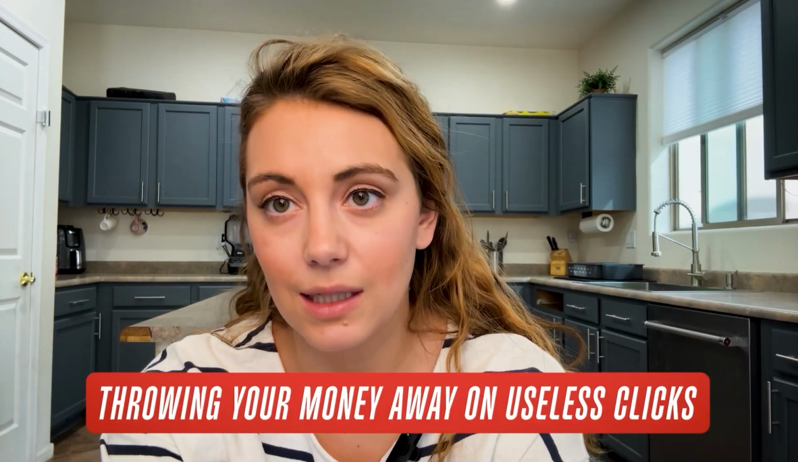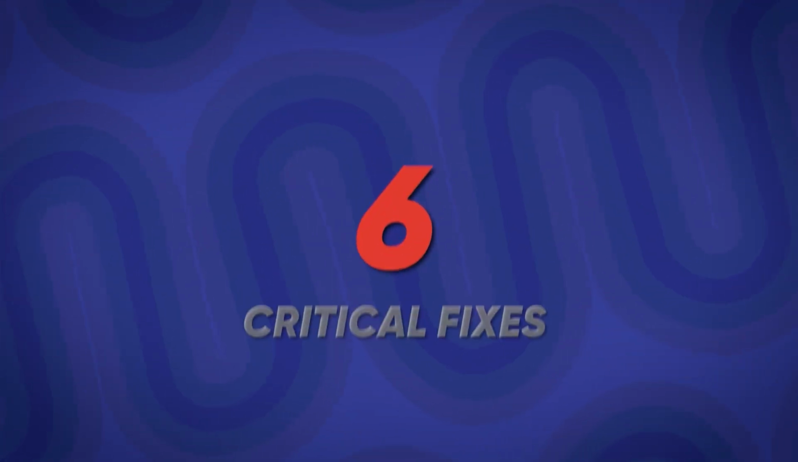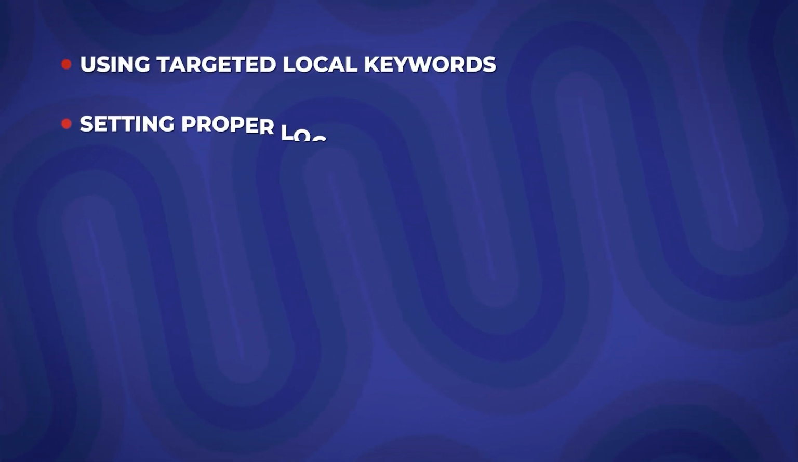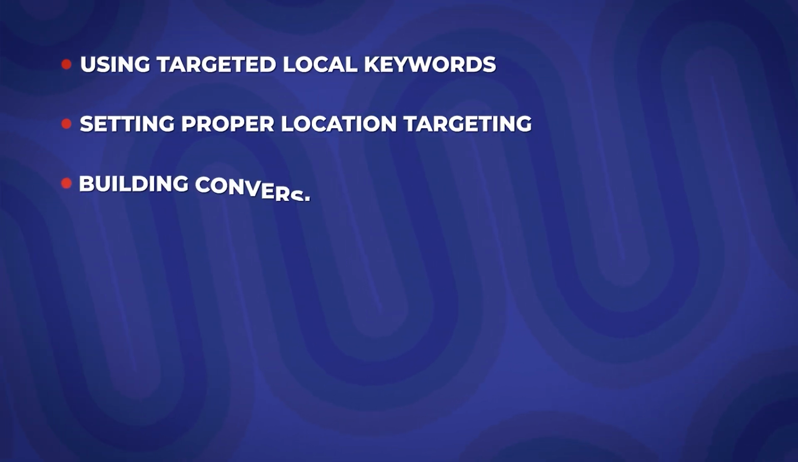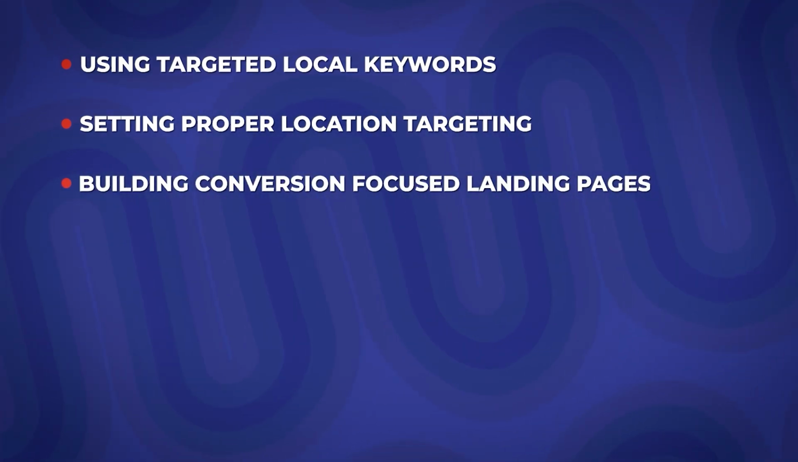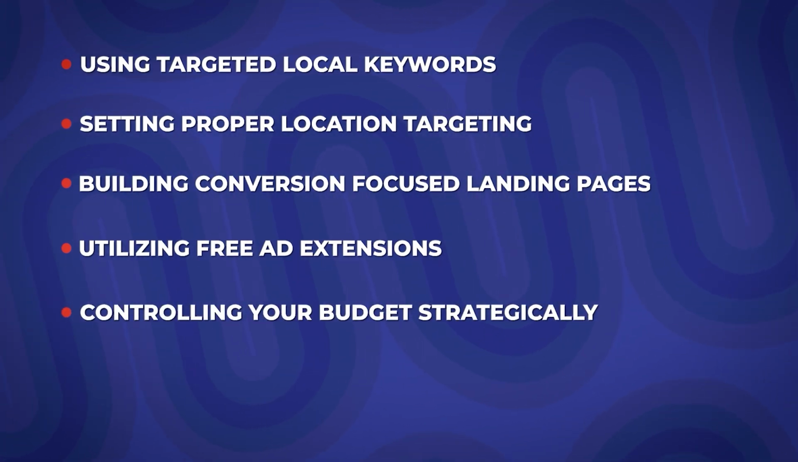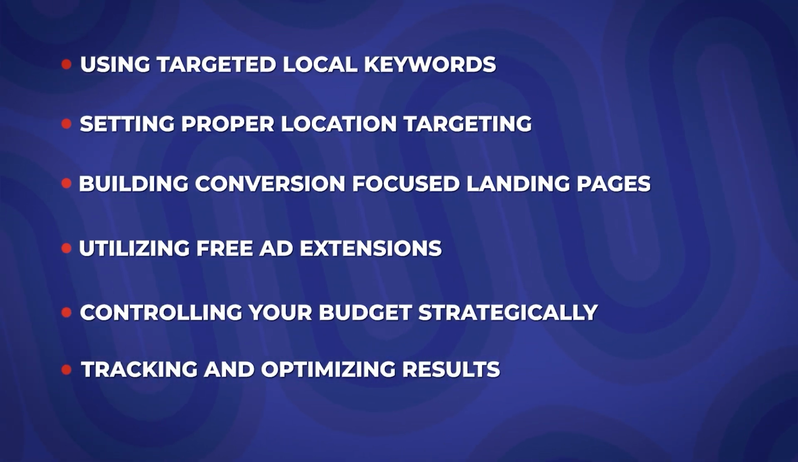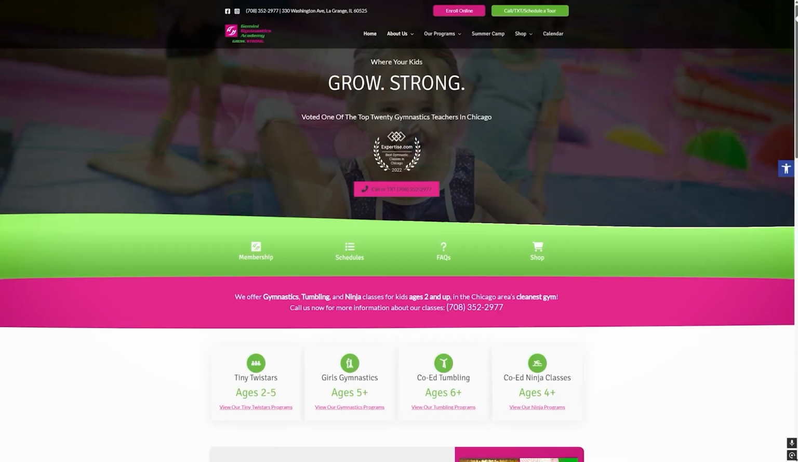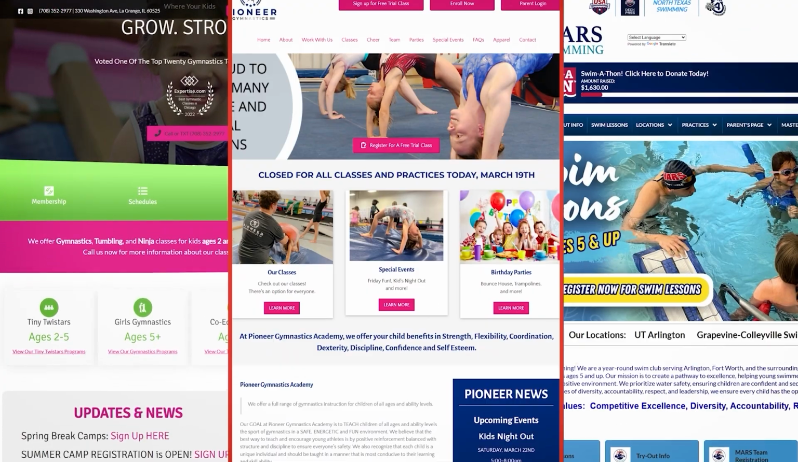Here's the bottom line. If you're spending money on Google Ads without the right setup, you're literally throwing your money away on useless clicks. But by implementing these 6 critical fixes, using targeted local keywords, setting proper location targeting, building conversion-focused landing pages, utilizing free ad extensions, controlling your budget strategically, and tracking and optimizing results, you can turn those wasted ad dollars into real enrollments for your gymnastics, dance studio, or swim school.